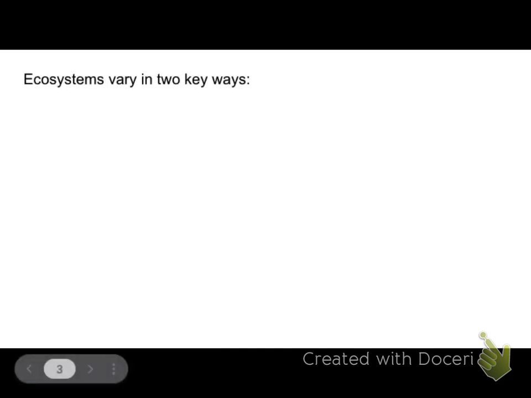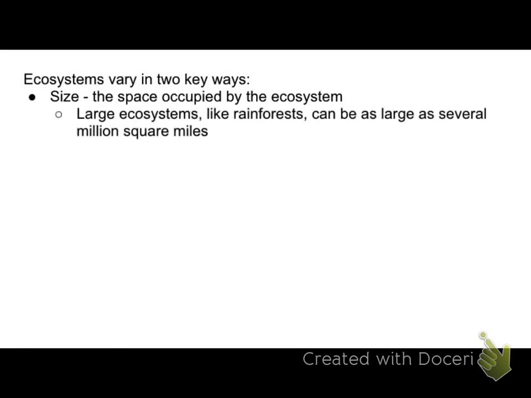Ecosystems vary, or are different, in two main ways. The first is in their size, or the space that the ecosystem occupies. You can have large ecosystems, like a rainforest, that can have a size equal to several million square miles. Like the Brazilian rainforest is huge.